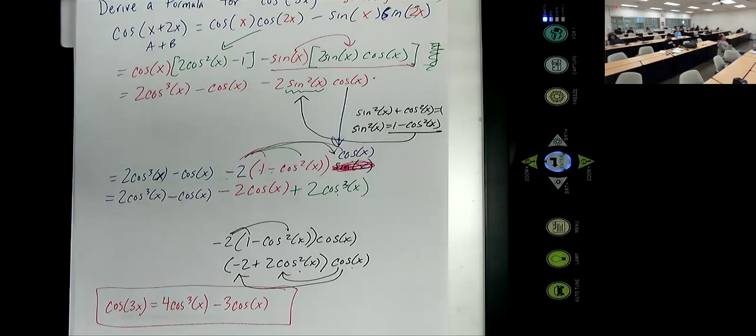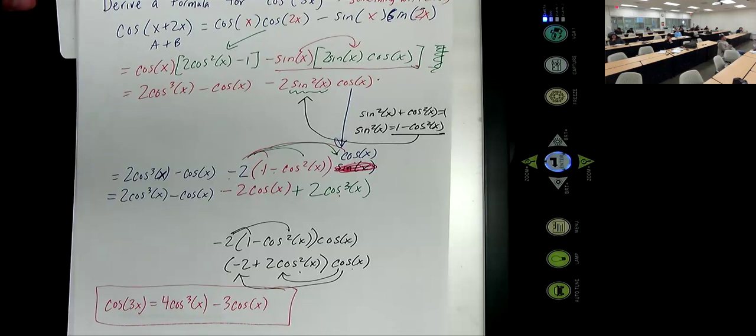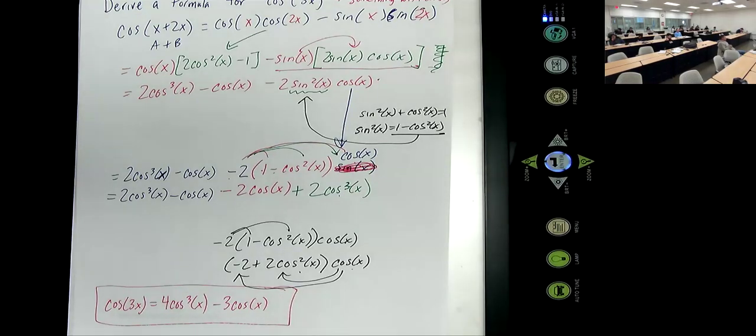Make sense? It's a lot of work, right? It's a lot of work. Every once in a while, it makes itself handy.